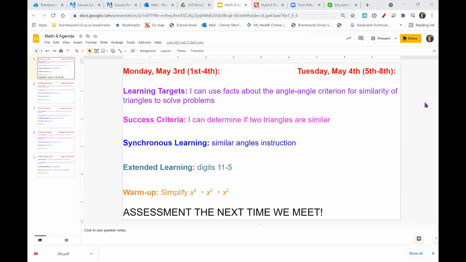Your success criteria is to determine if two triangles are similar. I'm going to show you how to do that. Your lesson is 11-5 in Digits, and then we will have an assessment the next time we meet. It will be in Digits this time. You can try the problems over and over again. And the lesson that we're going to go over today does have one or two problems like it.